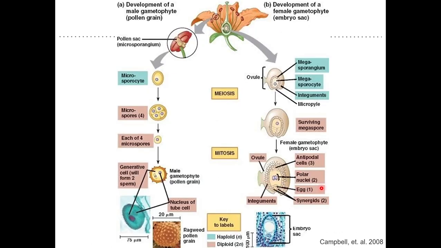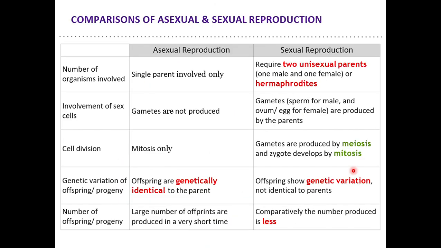So this is another figure illustrating the same information, which is the development of male gametophyte and female gametophyte. For comparison of asexual and sexual reproduction, in terms of number of organisms involved, in asexual reproduction only a single parent is involved. And sexual reproduction requires 2 unisexual parents, which is 1 male and 1 female, or hermaphrodites. Hermaphrodite is a combination of both male and female.